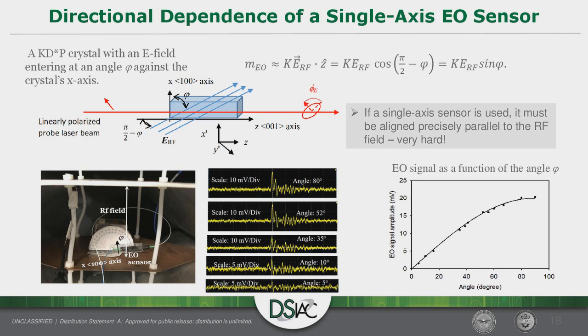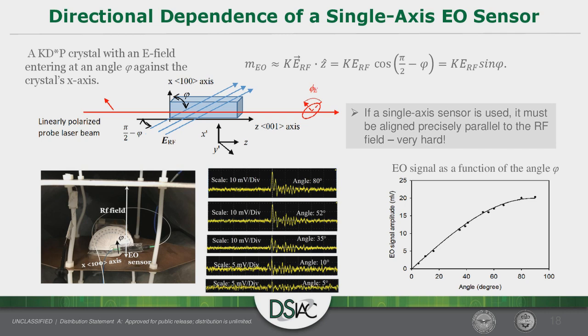Now, if you consider a single axis EO sensor, in the previous equation, we said the modulation depth is the E field scalar product with the Z direction. That means when the RF E field is parallel to the probe beam direction, it measures the maximum output. It depends on the incoming direction, angle phi. If phi is 90 degrees, that means the incoming RF field is perpendicular to the probe beam direction. Then basically it doesn't measure any signal. There's a very strong directional dependence.